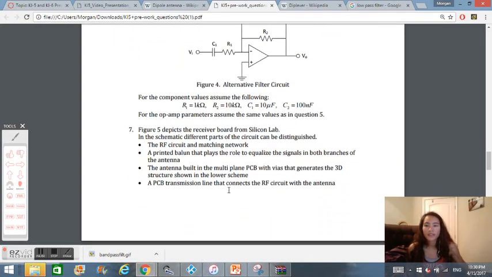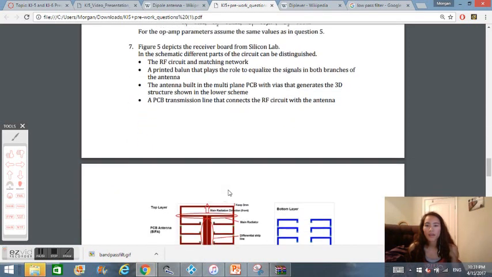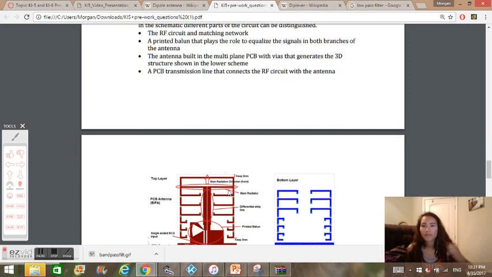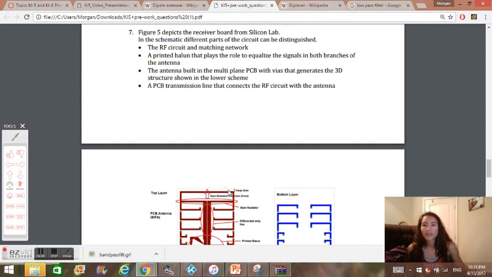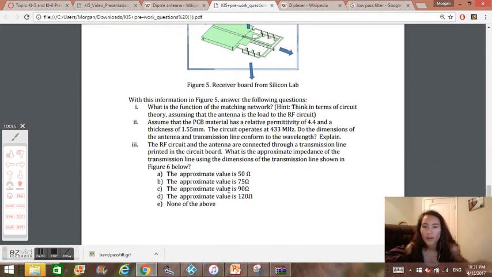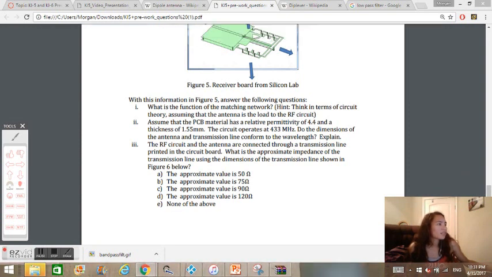So now for number 7, we are asked to talk a bit about this Silicon Labs board, where in the schematic different parts of the circuit can be distinguished. So what is the function of the matching network? For this one, I said that it is for max power transfer and a reduced reflection line, and then assume that the PCB material is a low-loss type of material like this. The circuit operates at this frequency.